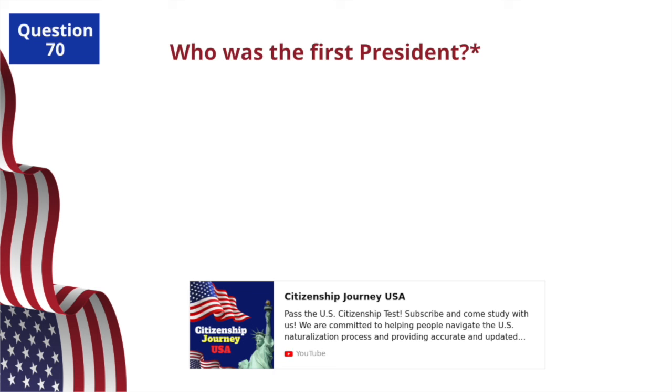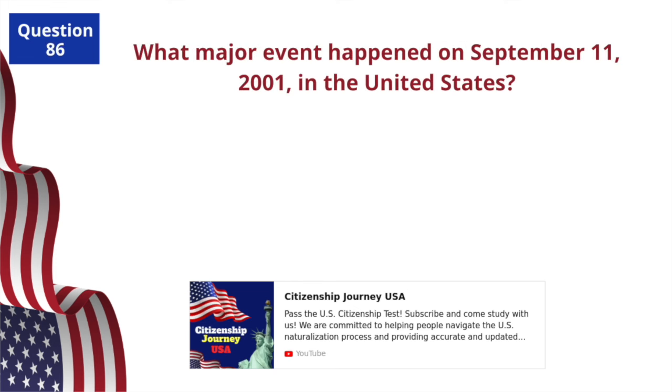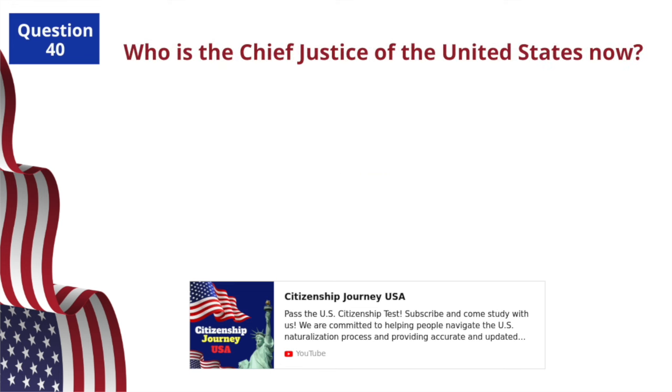Who was the first president? George Washington. What major event happened on September 11th, 2001 in the United States? Terrorists attacked the United States. Who is the Chief Justice of the United States now? John Roberts.